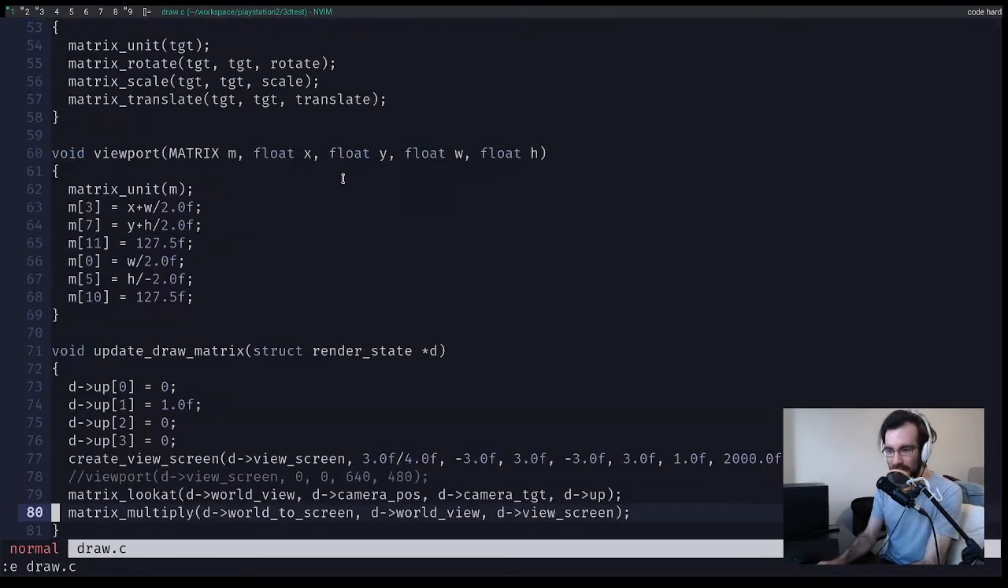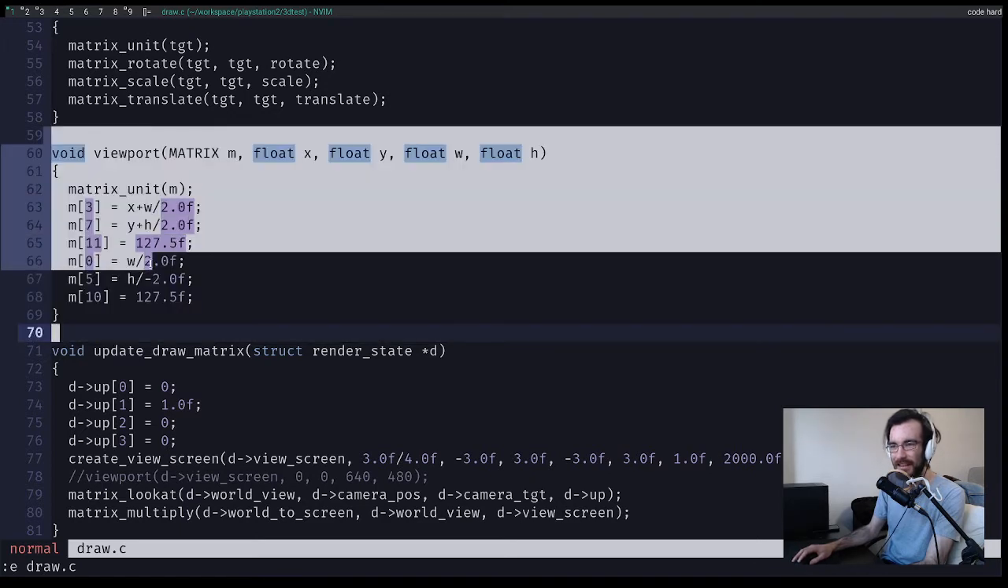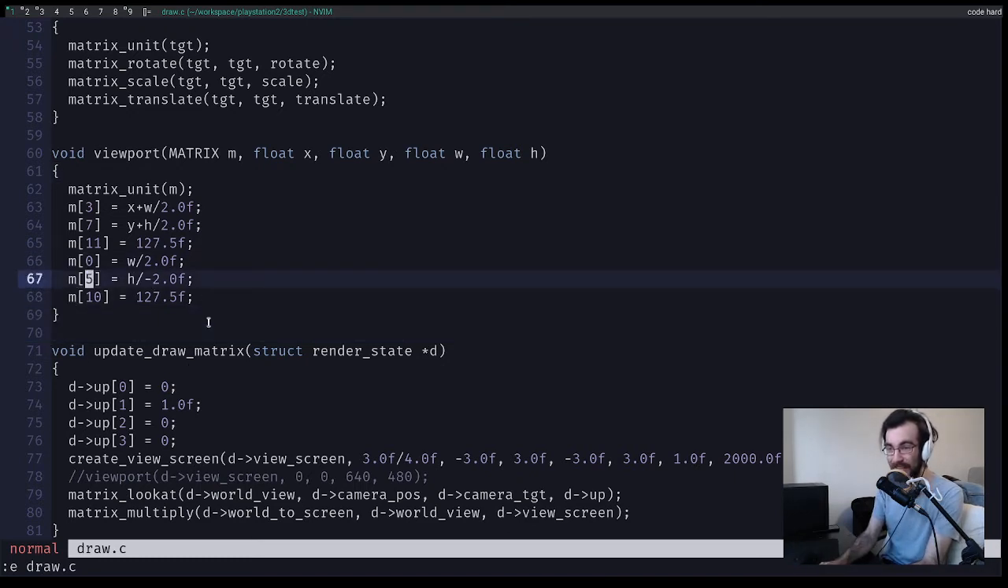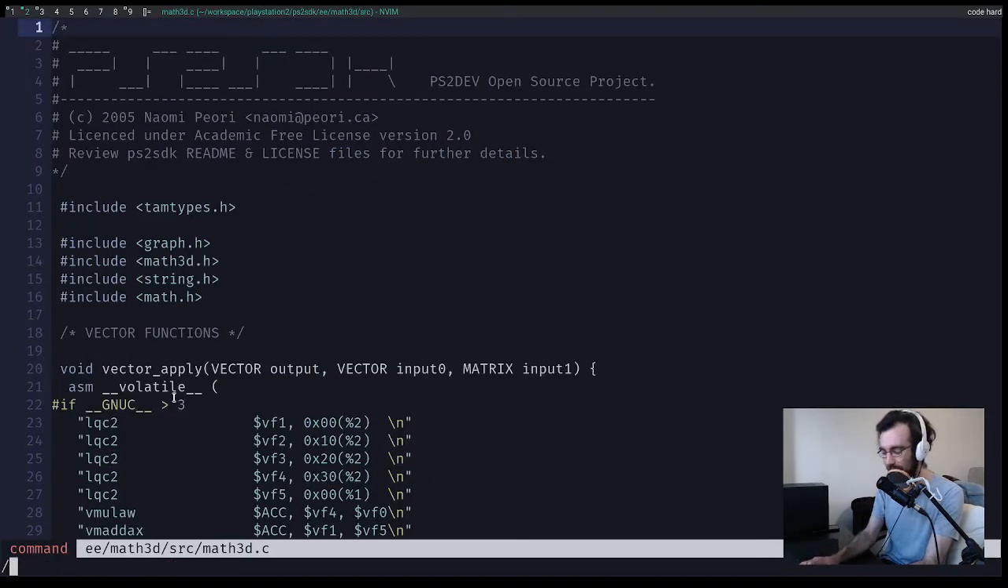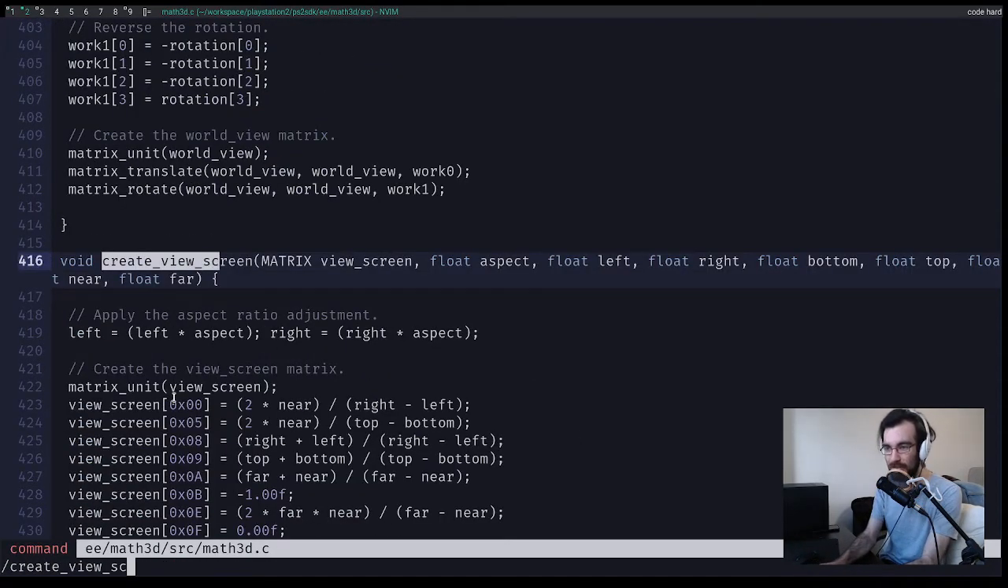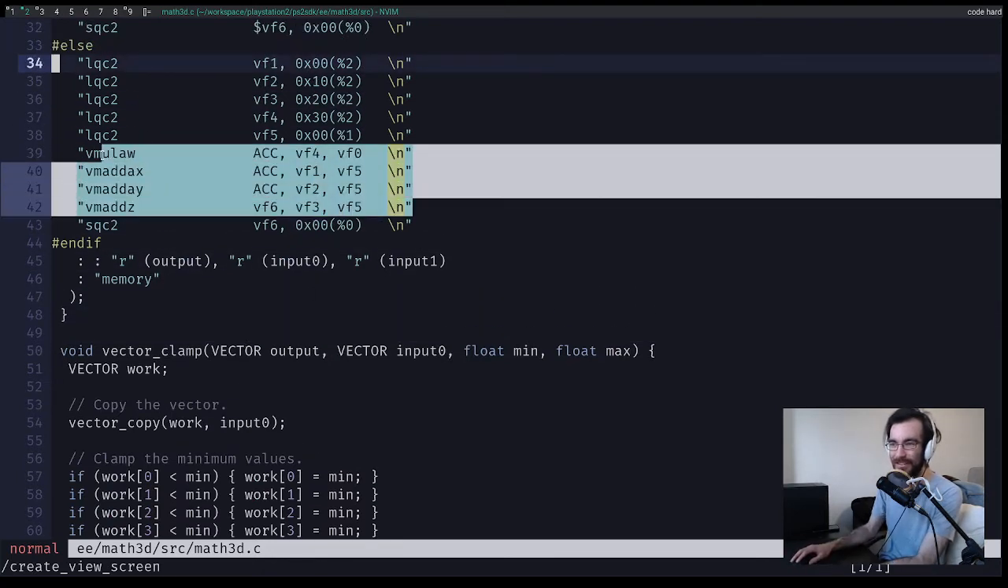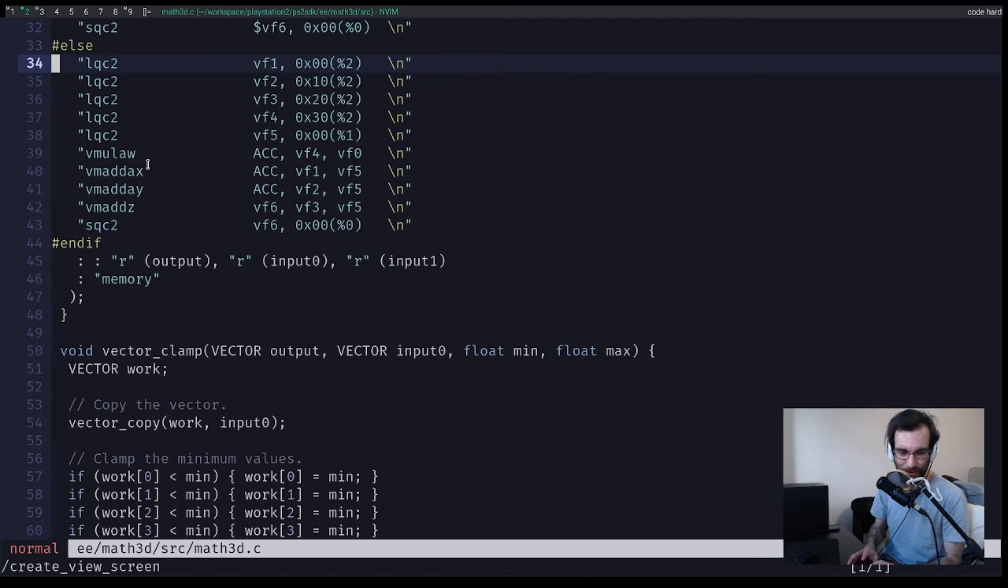If we go into draw.c, I don't know exactly what this viewport matrix is all about. I'm just copying from something I'd done in the past. One important thing is that I was actually flipping the Y, compared to the PS2 SDK version of this, which is create view screen. This is all code written by people much smarter than me, including a bunch of optimized PlayStation 2 vector unit coprocessor assembly, which is really cool.